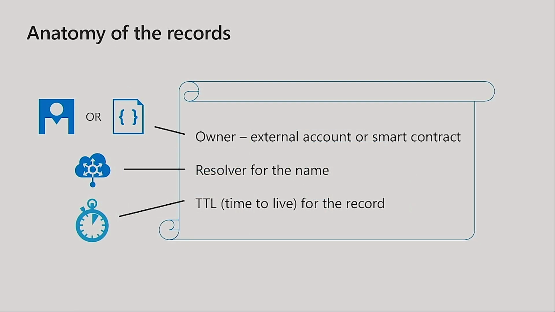To click down on that a little more and look at the anatomy of one of these records, which is very similar to a DNS type record: we have an owner, which could be an external account or smart contract, so a valid address on the Ethereum blockchain. There is the resolver, an address to a contract that does the resolution for the name, mapping a human readable name to an address, so we don't have to remember the addresses, very much like IP addresses and domain names today. And there will also be a TTL, the time to live for the record. These have a finite lifetime.